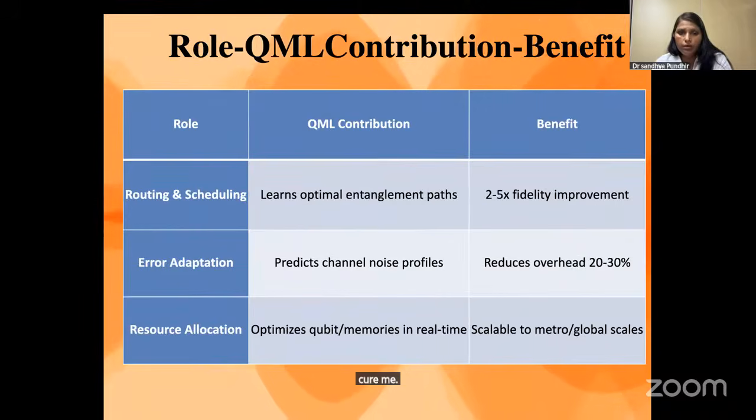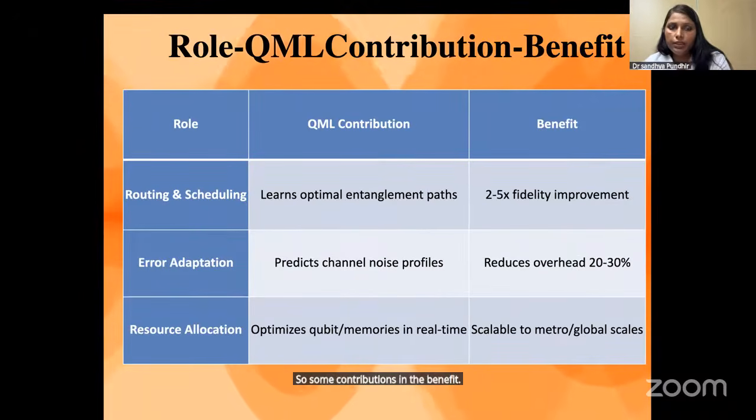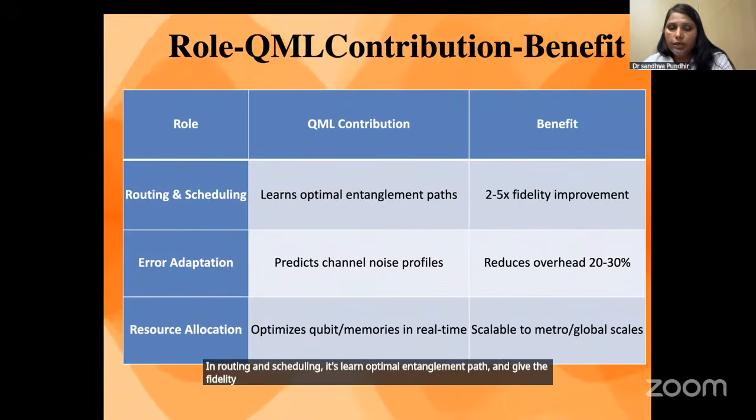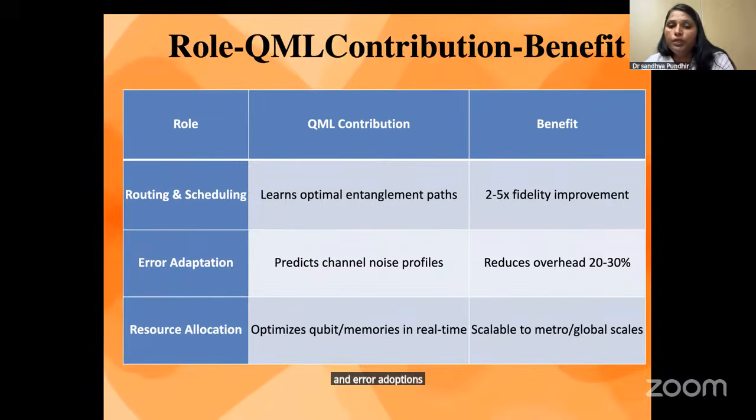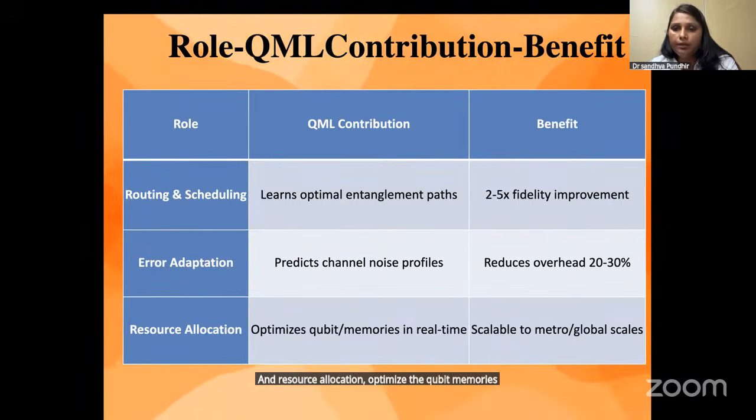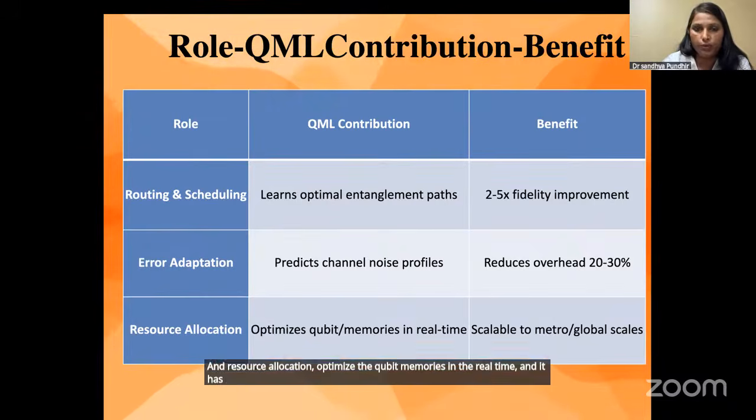So some contributions and benefits in routing and scheduling: it learns the optimal entanglement path and gives fidelity improvements and error reductions, predicts channel noise and resource allocation, and optimizes the qubit memories in real time, and it has its own benefits.